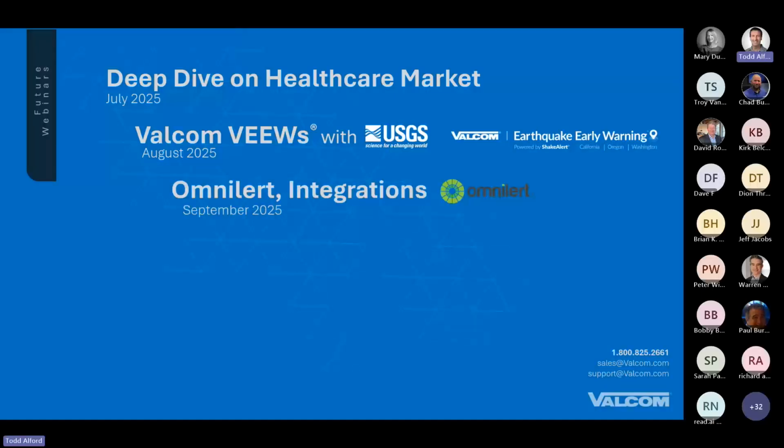Then in September, we're again going to have guests with us, representatives from OmniAlert, who do weapon or gun detection through camera-based AI, and how we can integrate that and tie the communication of those events into Valcom systems. And then we may talk a little bit about other integrations as well.